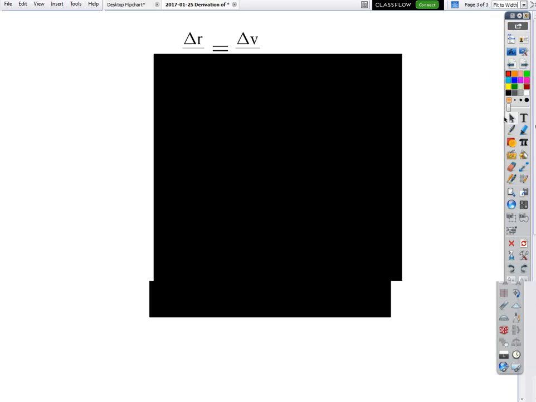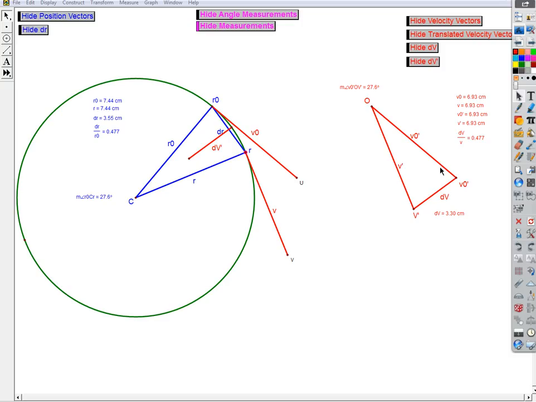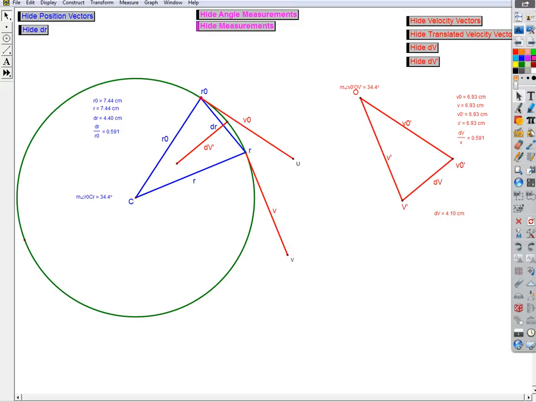Okay, so we know the direction is towards the center of the circle, and we know that change in position vector over the position vector is equal to the change in velocity over velocity, right? Because the triangles were similar, right? Everybody agree? One more time. This triangle is similar to this one, and so therefore the ratio of this distance divided by that distance has to be the same as that distance divided by that distance, right? Because they're similar triangles, okay?